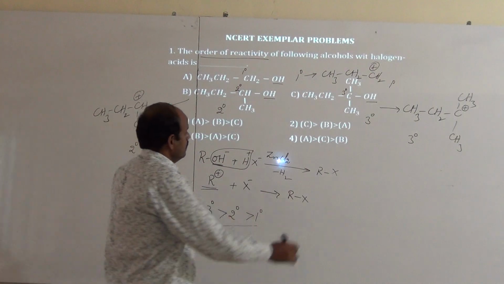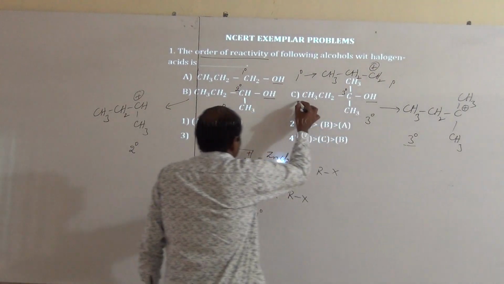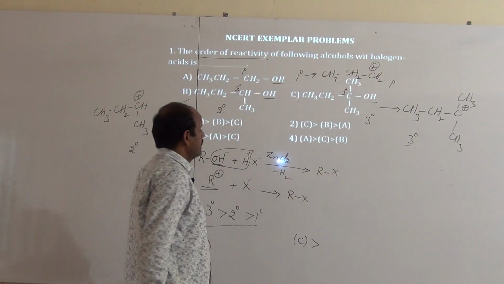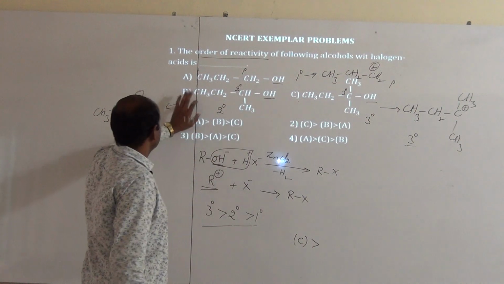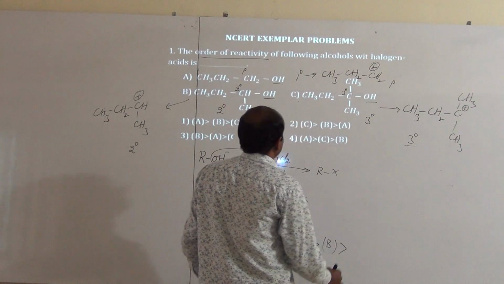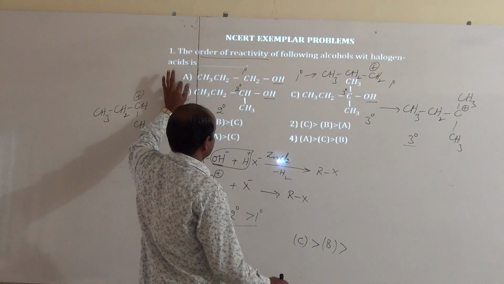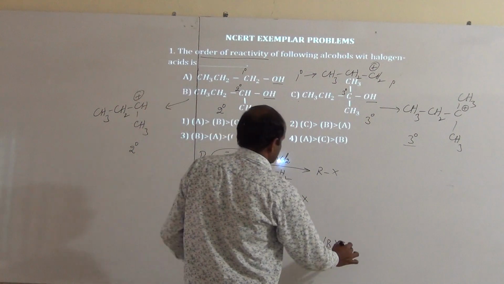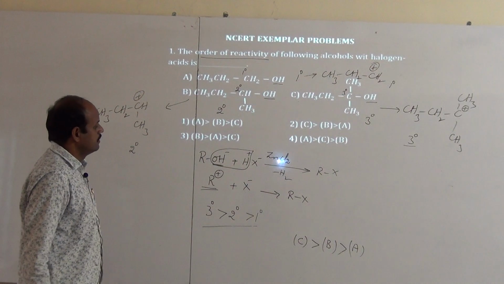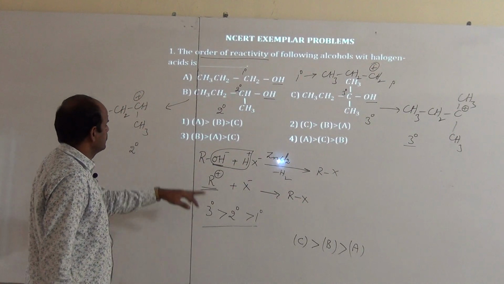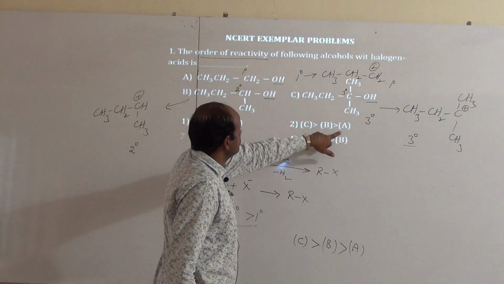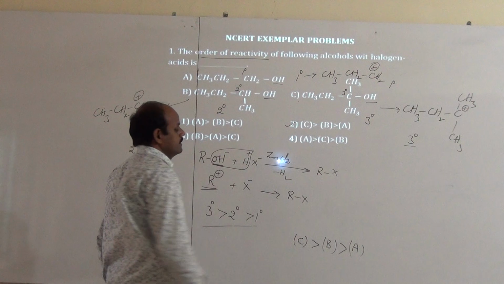Thus the tertiary alcohol is present in the third option, meaning option C has the greatest reactivity. Next, secondary, in the second one, that is B. And the last one is A. So what is the correct answer? Which has greater reactivity? C. Next B. Next A. So this is the correct answer.